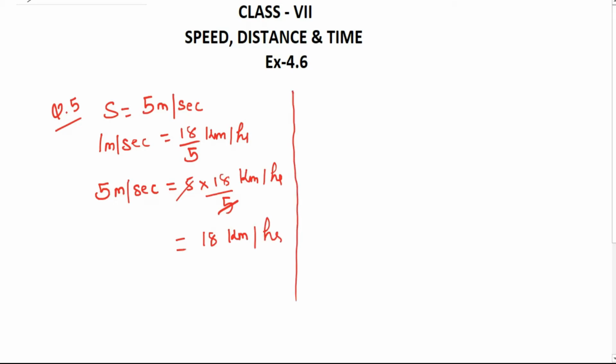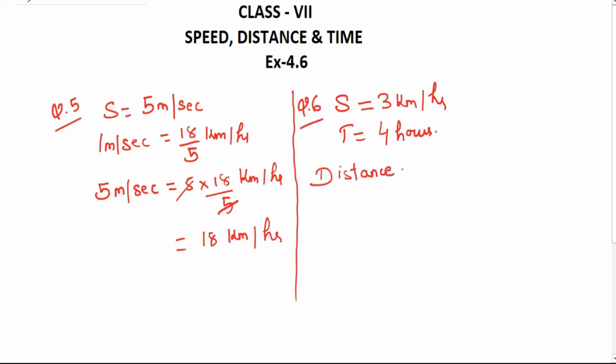Now similarly we can continue with question number 6. What is question number 6 saying? A boy walks at the rate of 3 kilometer per hour. What distance will he cover in 4 hours? So what things are given? First we will write down. The speed is given as 3 kilometer per hour. And the next is time, which is given as 4 hours. Now we know the formula of distance; we need to find the required distance. The formula of distance is speed into time. Now the speed is given as 3 and the time is given as 4. So 3 fours are 12 kilometer.